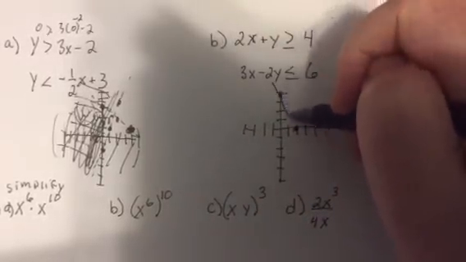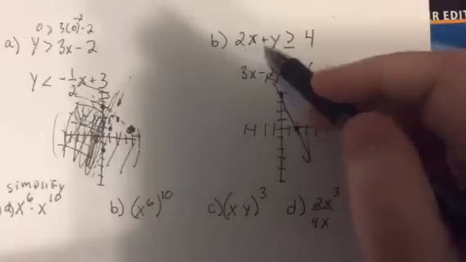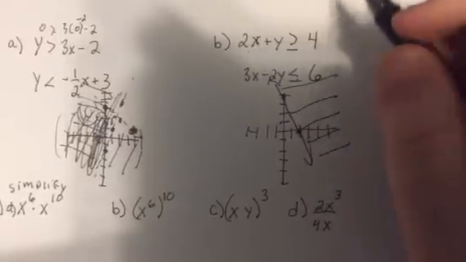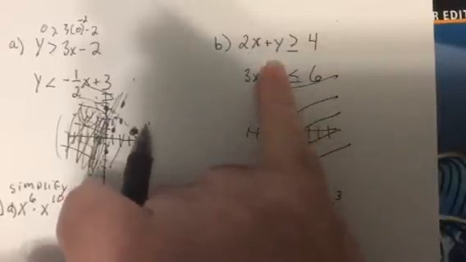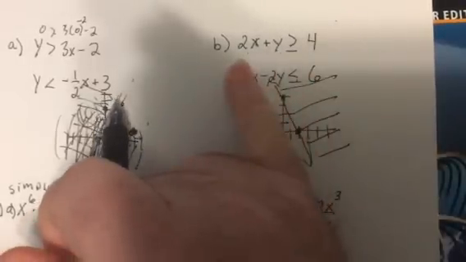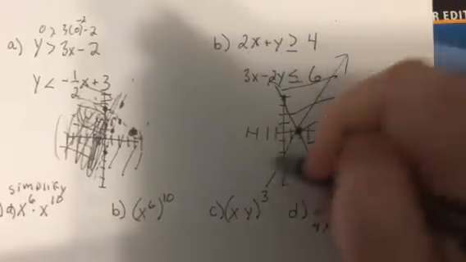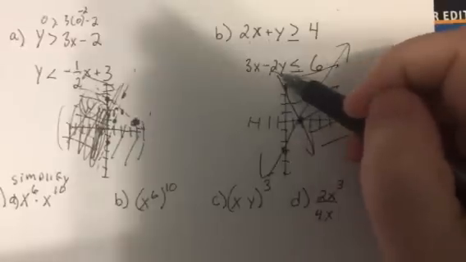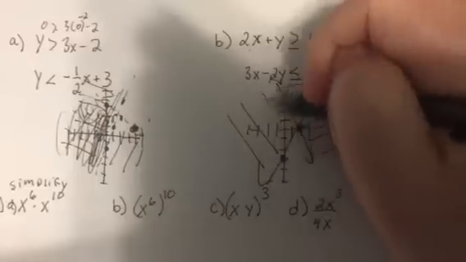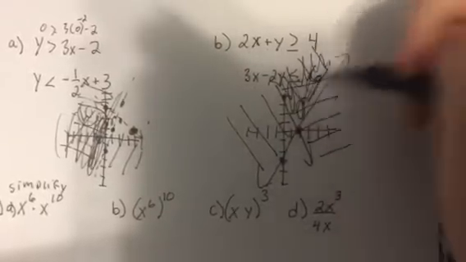Now this is solid because there's equals. That's what this means. Now let's pick 0, 0. 0 plus 0, is that bigger than 4? No. So I'm going to shade this side. Now this one, cover it up. 3 times what is 6? Hopefully you said 2. Well, that's where they intersect. -2 times what is 6? -3. Now let's try 0, 0. Is 0 less than 6? And you would say yes. So it'd be this side. So where's it overlap? Right in here, my friends.